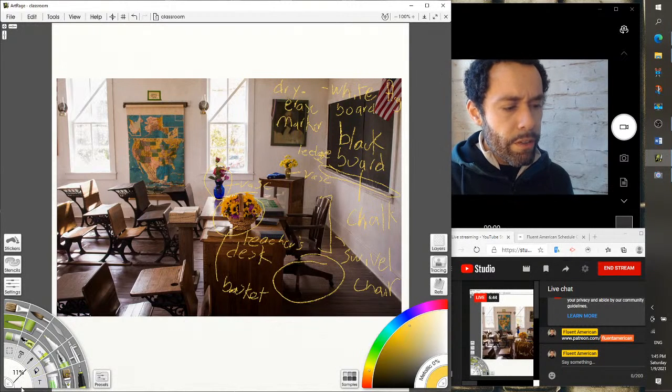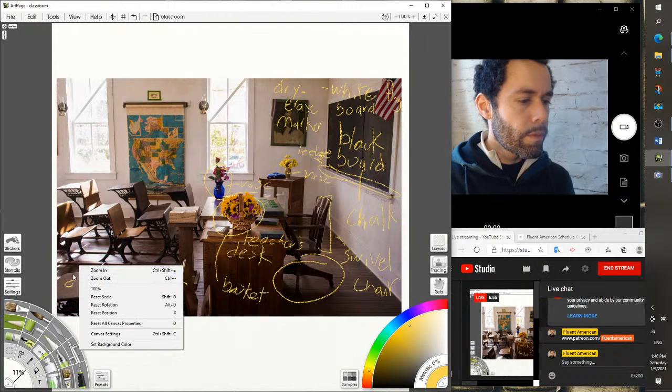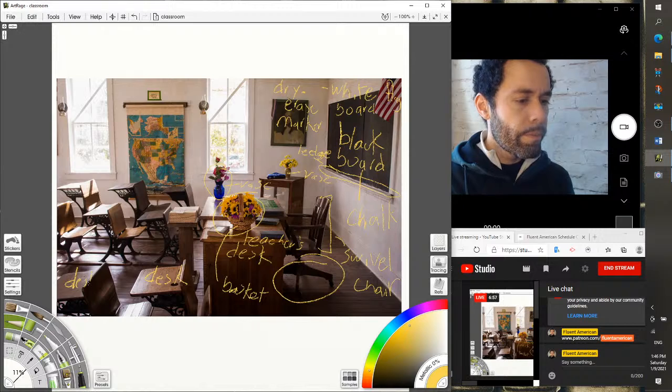Some other things that we can see too. Still in terms of the desks, where all the students are sitting and things like that, these are all just desks. Wood desks.